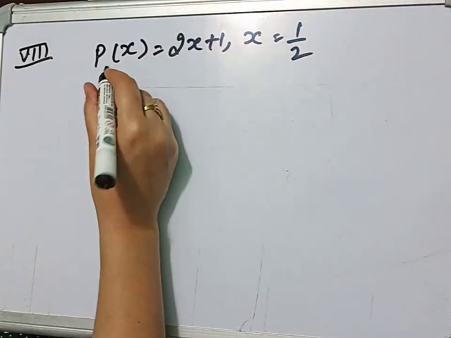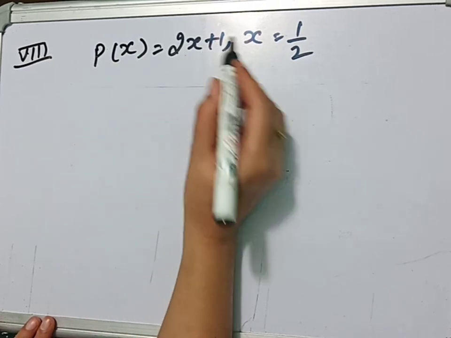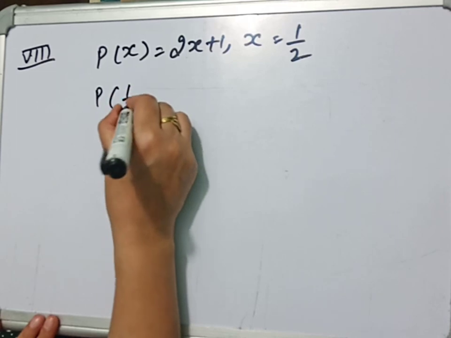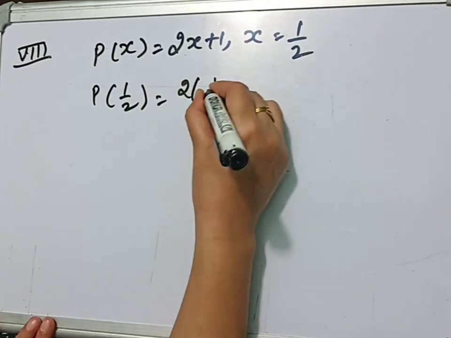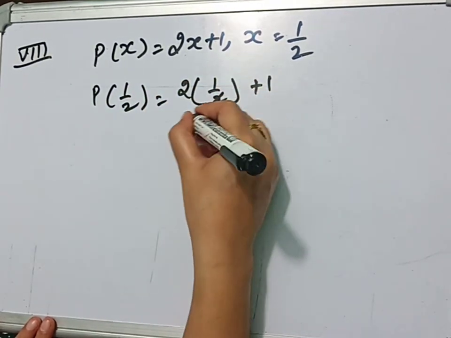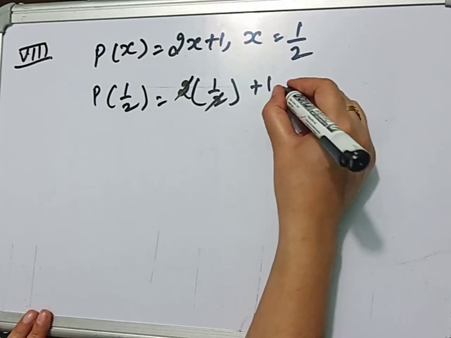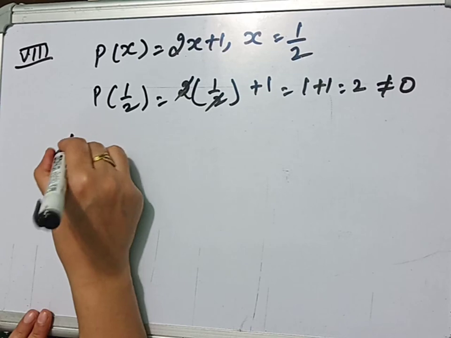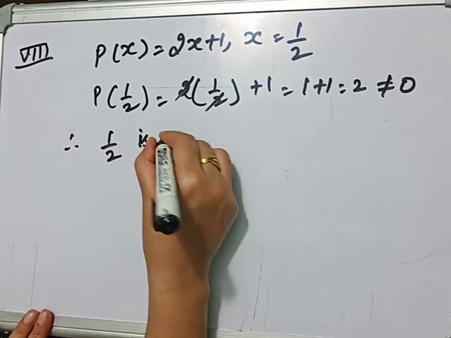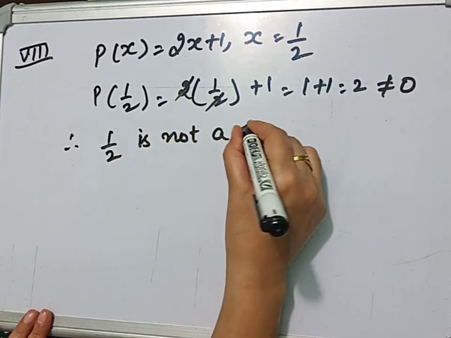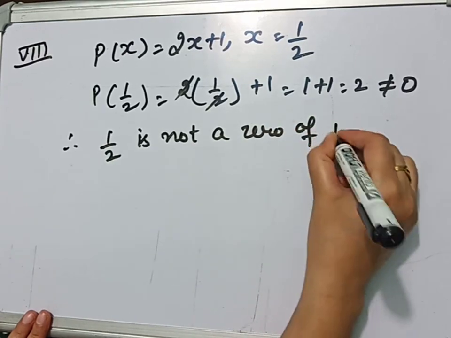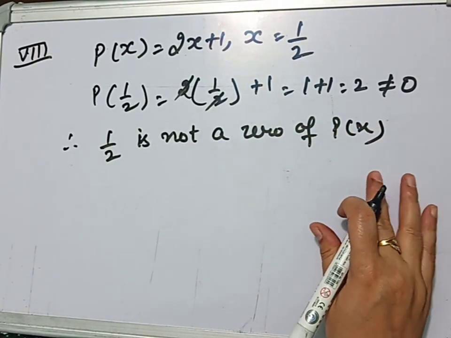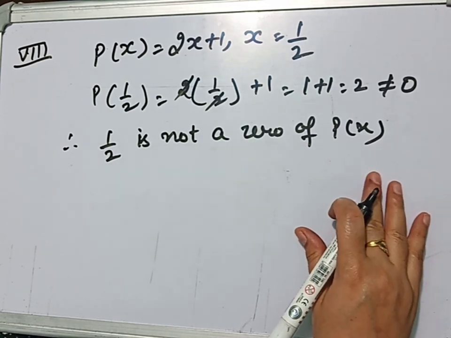Eighth part is p(x) is equal to 2x plus 1 and x is equal to 1 by 2. p(1 by 2), 2 into 1 by 2 plus 1. 2 and 2 can be cancelled out. 1 plus 1 is equal to 2, not equal to 0. Therefore, 1 by 2 is not 0 of the given polynomial, that is p(x). With this part, question second is completed.